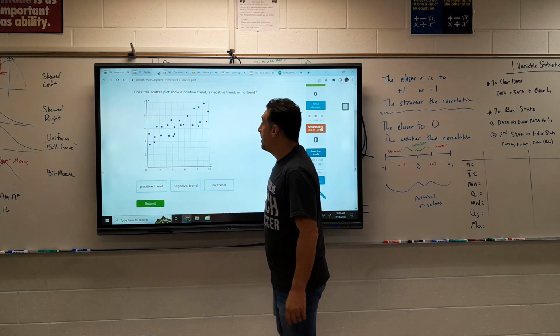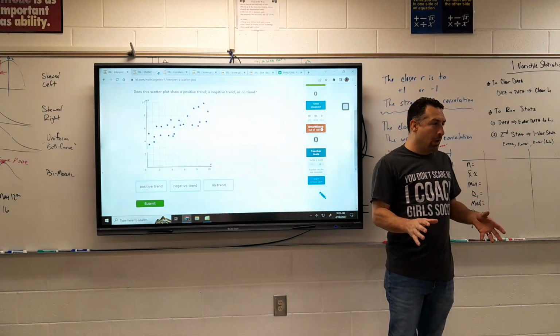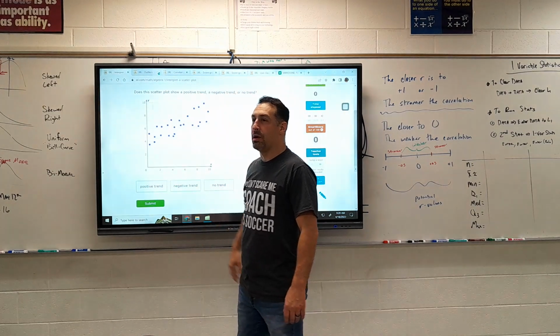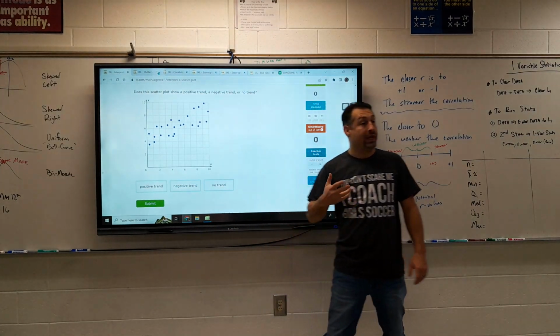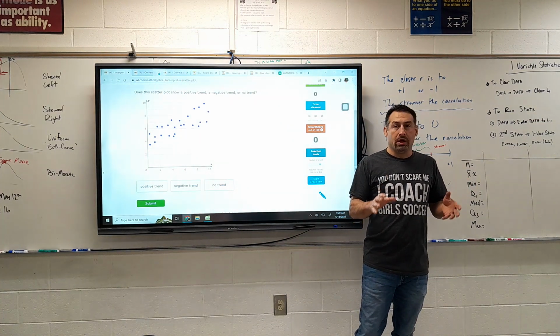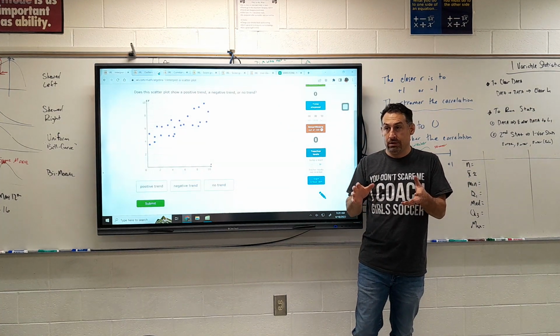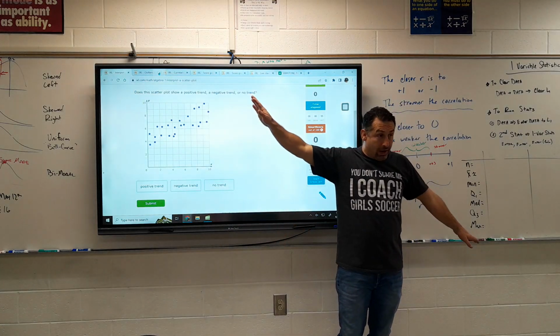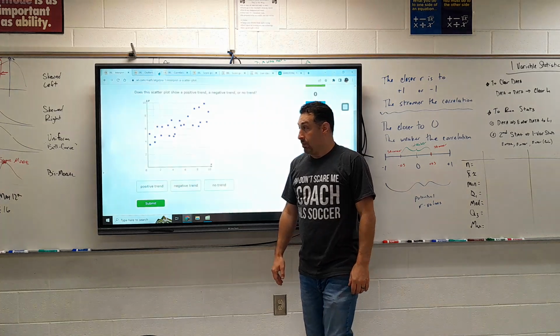Now here's the deal. Scatter plots are when they just take data and throw it on a chart. They just slap it on a chart, and then we try to make sense of it. With the stats we're doing, it's all going to be relative to a line. Lines are straight. Lines usually go up or they go down in general, right?